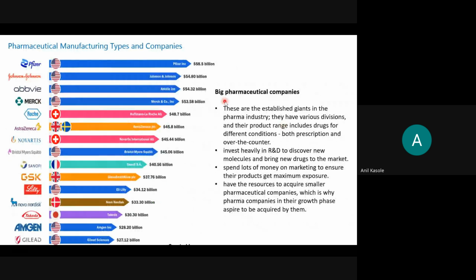And the very popular world is called big pharmaceutical companies. You can see in this chart here, again, the rank-wise companies and their revenues, right? Because of the volume and the revenues, you can see Pfizer, for example, 58.5 billion. Likewise, J&J 54.8, AbbVie 54.32 billion. So these are the big companies, the established giants in the pharma industry, meaning they have very reputed reputations in the market. They follow 100% compliance.